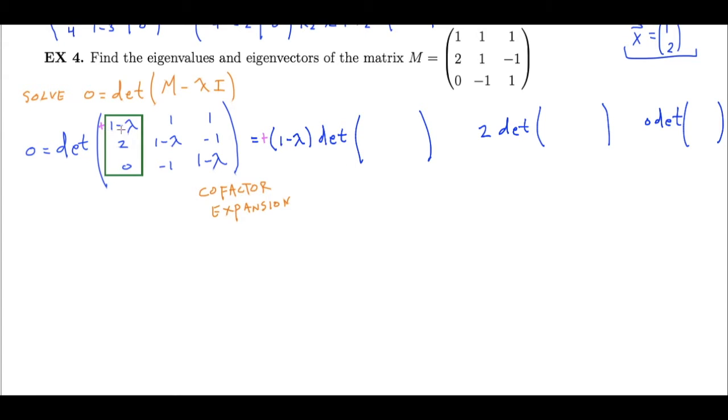And then the signs that I need to assign to each value alternate. So since this was a positive, this next one would need to be assigned a negative. So I would have a negative, so I have minus 2 times the determinant here. And then they alternate so that this would be a plus. So I would have plus 0 times this determinant.